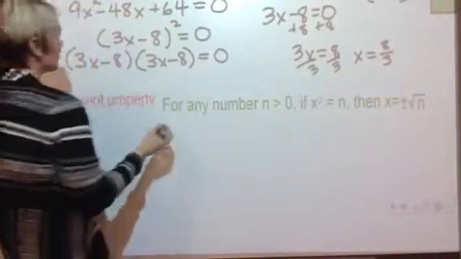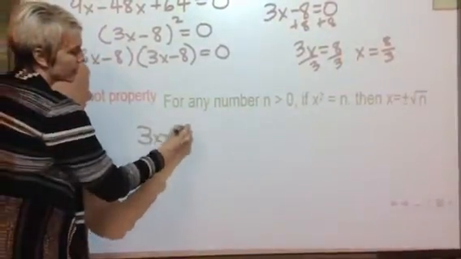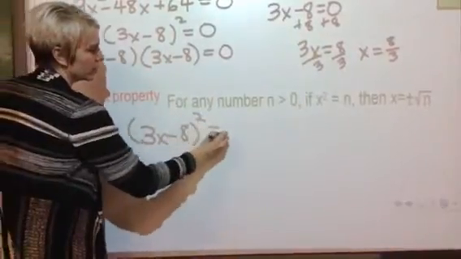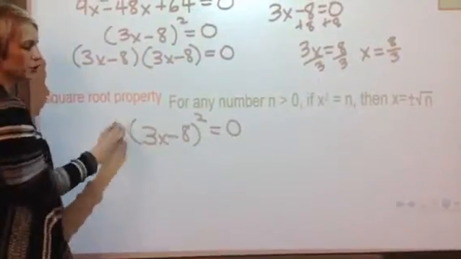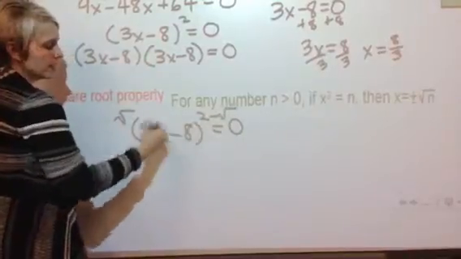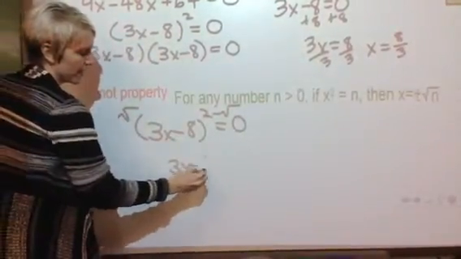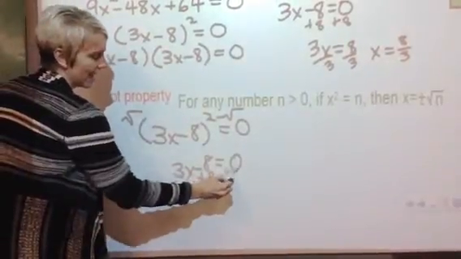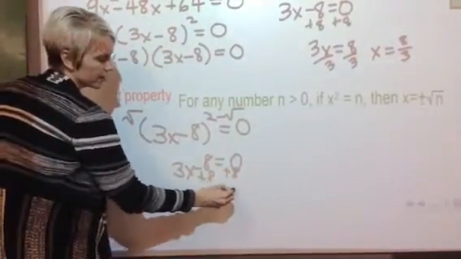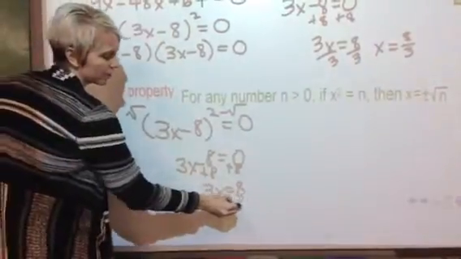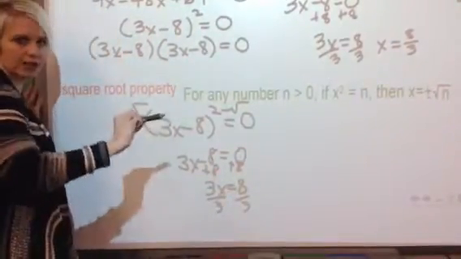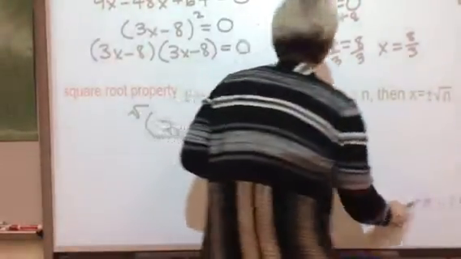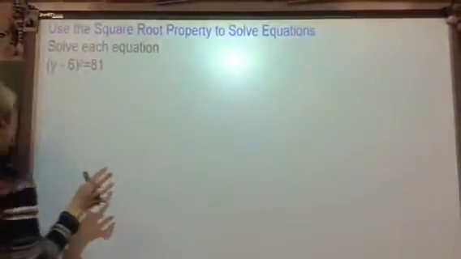Let me show you what that would look like. Do you remember when we had this 3x minus 8 squared equals 0? Well, you could take the square root of both sides. The square root of this is 3x minus 8. The square root of this is 0. And then you would just add 8, and you would end up getting the same result. That's just saying if you have a perfect square, you can actually use the square root to solve. So let's try one with the square root property.